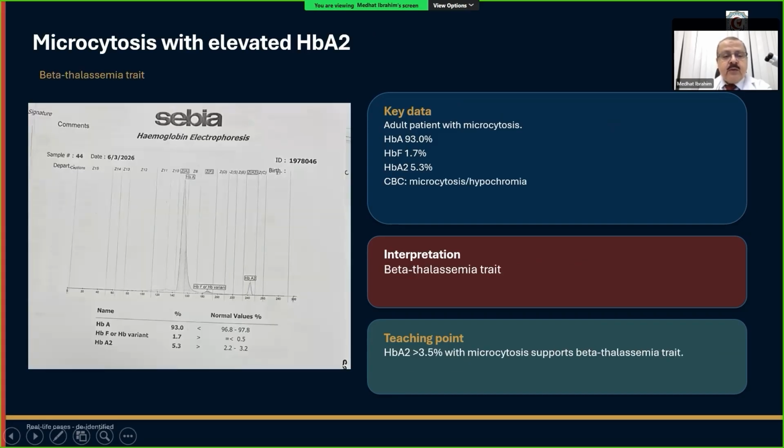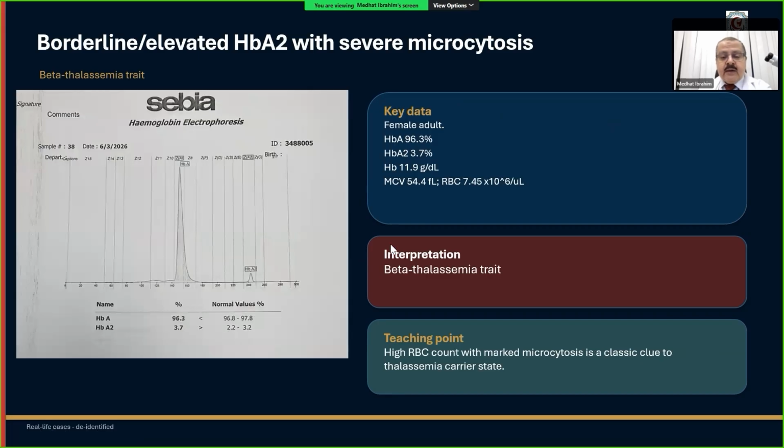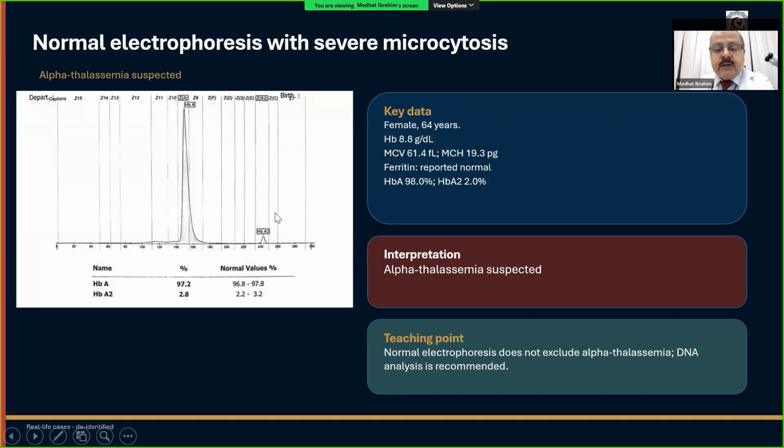In this case, we have in the CBC microcytosis with an elevated hemoglobin A2. Here it's 5.3%, which is consistent with a beta thalassemia case. But in every single case, it's better to confirm by DNA analysis. Right. Here in another case, again, the A2 is 3.7%, which is again consistent with the beta thalassemia trait. Right.